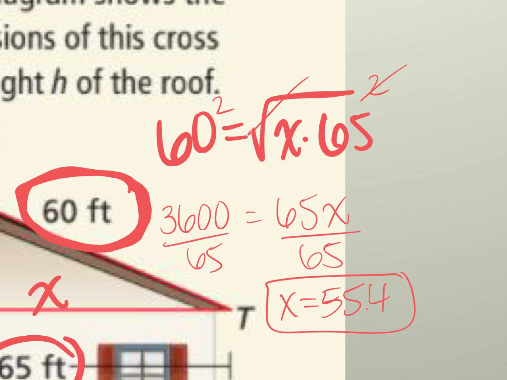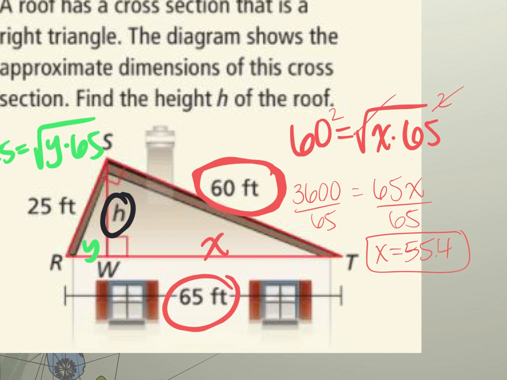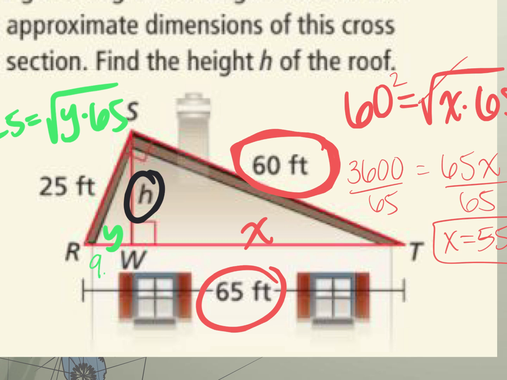Do we have to use geometric means to solve for y? Does anyone know a faster method? Nick? Very good. Subtract 55.4 from 65. Because if the whole length is 65, do you agree that if we subtract the piece that we found, we get the missing piece? So do 55.4 and subtract that from 65. And you'll get that the other piece is how long? 9.6. So we have 9.6 and 55.4.